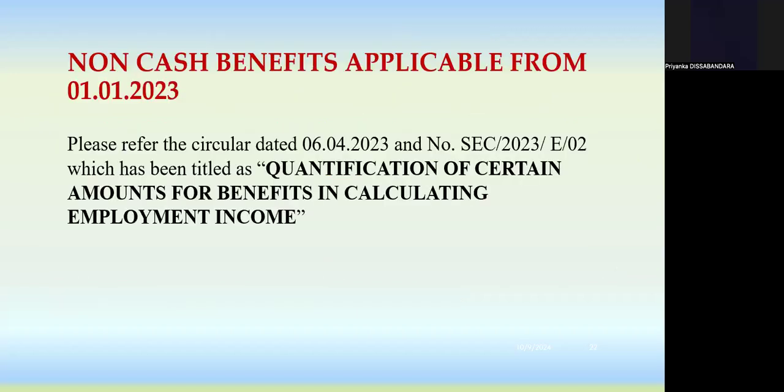Not only the income we receive in cash or the market value of the benefit, sometimes we receive non-cash benefits. Not only the non-cash benefits, some allowances are also there. So we have issued a specific circular for the calculation of non-cash benefits for the employment income, because sometimes we receive a free housing benefit, we receive free transport vehicles for transportation.